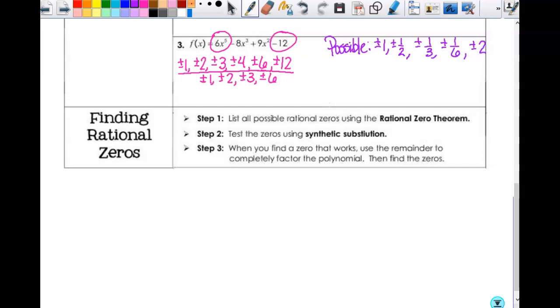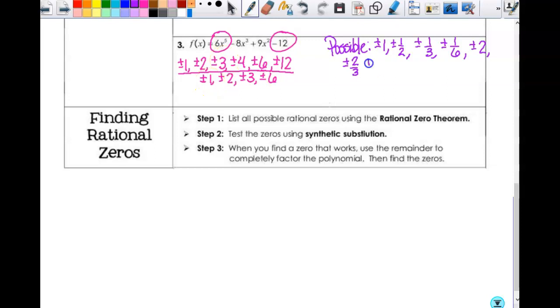What's 2 over 2? 1, so I already have it. I don't write it again. 2 over 3, I don't have that, so I do need that, plus or minus 2 thirds. Then 2 over 6, what is that? 1 third. Do you already have it? Yes, so we don't write it again. So then we move on to 3.